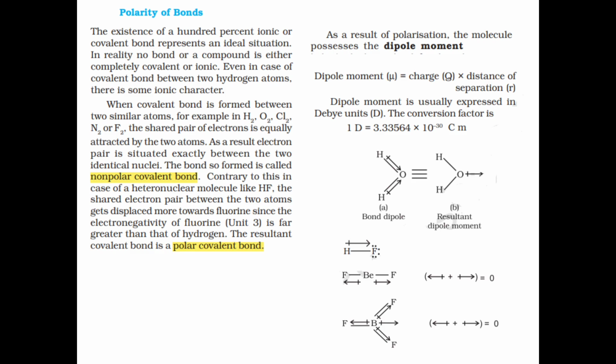Dipole moment mu is equal to charge times the distance of separation r. The dipole moment is usually expressed in Debye, unit D. 1 D is equal to 3.3356 × 10^-30 coulomb meter.